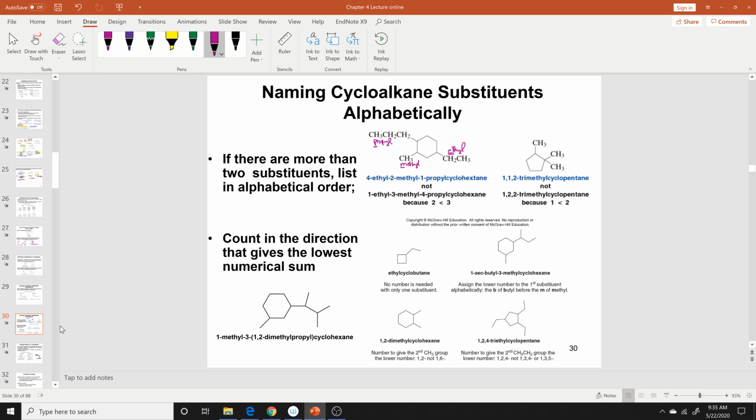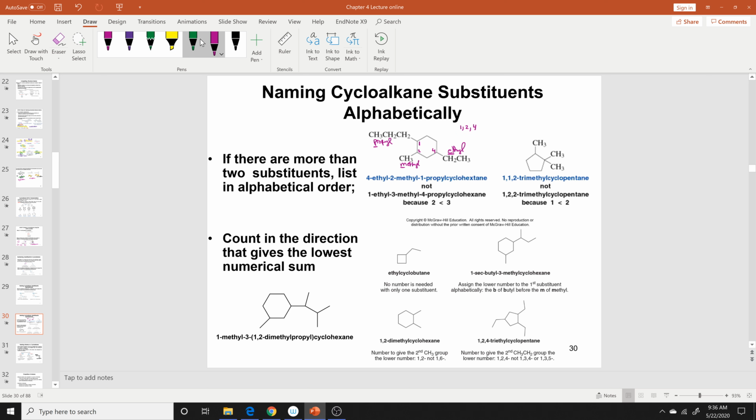And then the P last, right? But it's not necessary that the E gets the lowest number in this case. I need to number them in a way that gives the lowest sum of numbers. So let's say I start numbering from the propyl. If I give the propyl 1, then the closest substituent to the propyl is the CH3, which is 2. Then I have 3, then my ethyl is going to be 4. So I'm going to have a combination of 1, 2, and 4.